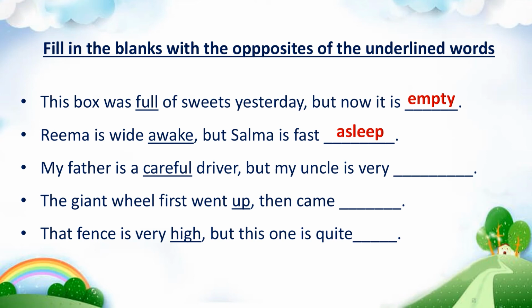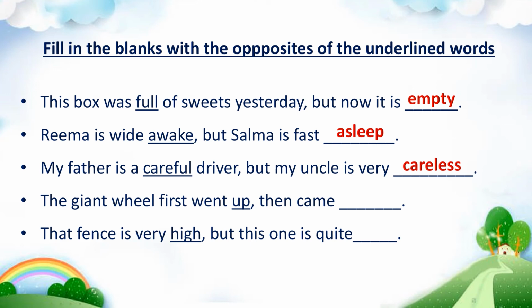The third sentence. My father is a careful driver, but my uncle is very dash. Children, tell me on which word the underline is given? The word careful. Now we have to find out the opposite of careful. So what will come here? Careless. Very good. My father is a careful driver, but my uncle is very careless. Careful, careless.